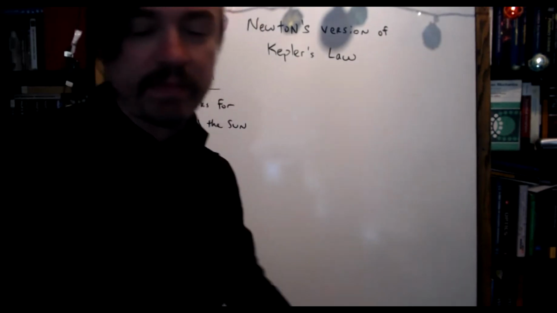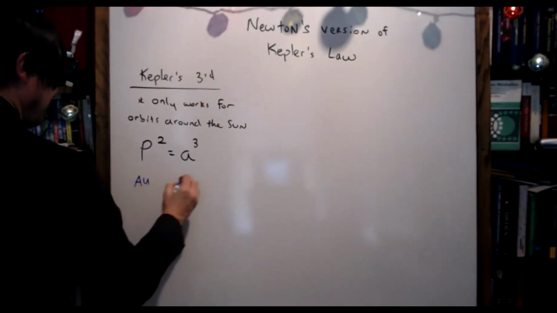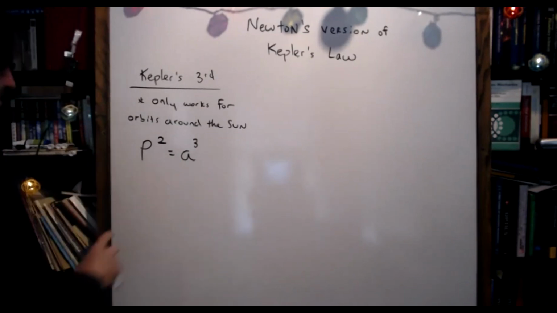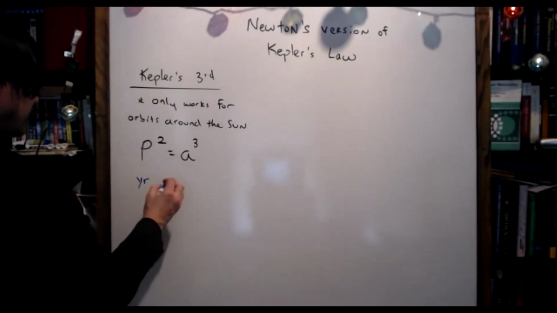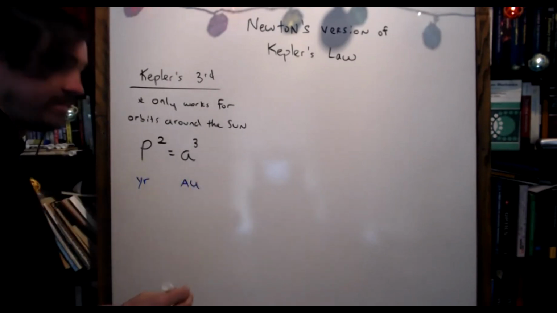The important thing to remember about Kepler's third law is that the period of the planet is in years, and the distance is in astronomical units.